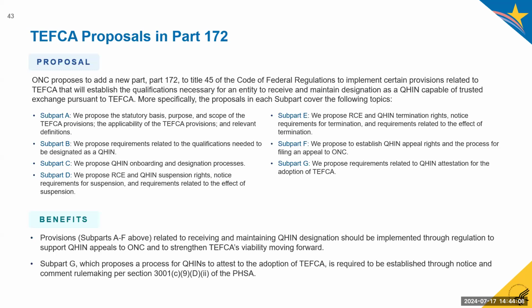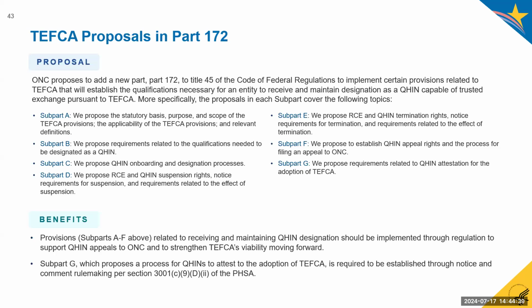So now in HTI-2, ONC proposes to add an entirely new part 172 to Title 45 of the Code of Federal Regulations to implement certain provisions related to TEFCA that will establish the qualifications necessary for an entity to receive and maintain designation as a QHIN capable of trusted exchange pursuant to TEFCA. So going by subpart, ONC's proposals here cover the following topics.